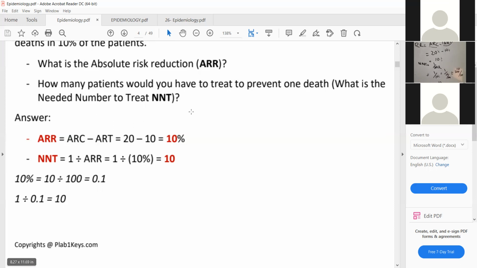For example, if you want to convert 10 into a percentage, or 0.1 into a percentage, then you will multiply it by 100. And if you want to convert this percentage into numbers, then you will divide it by 100.